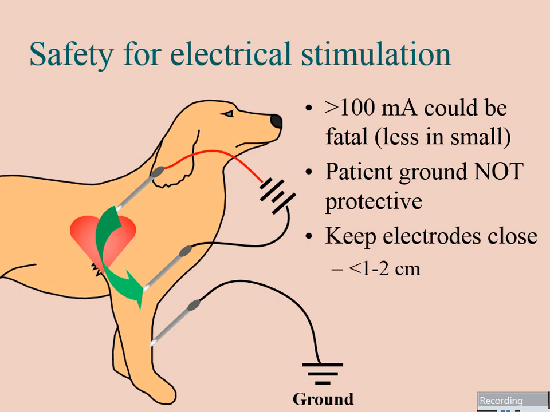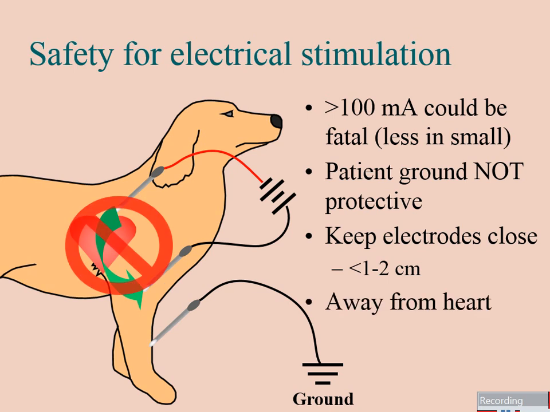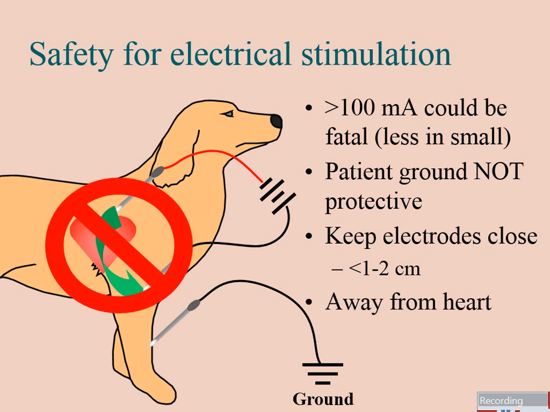So the key is to keep your stimulating electrodes close together and away from the heart. Now this sounds simple enough, but when we're doing these EMG recordings, sometimes we've got half a dozen electrodes stuck in the dog, and you get confused about which is your stimulating electrode and which is your recording electrode. You go to move a recording electrode and you accidentally move the stimulating electrode to the other leg or somewhere else, and you end up with them separated, the heart in between, and that's where you could get into trouble. So we've got to be very careful about knowing where our stimulating electrodes are when we're doing this.